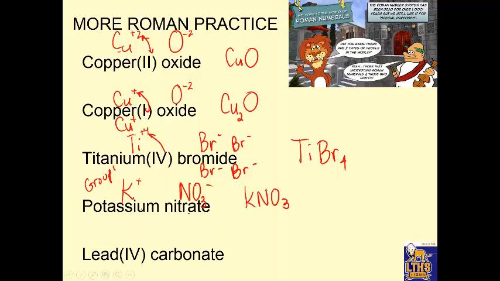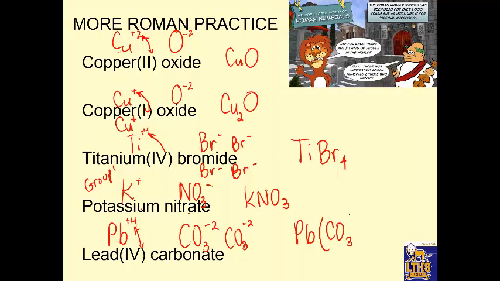Right. Lead 4. What? Pb IV +4. Right. Carbonate. Oh, good. You memorized that one. CO3 -2. Wait a second. This has to equal 0. I'm going to need some more carbonate. Alright. So overall, I need 2 polyatomic carbonate ions to cancel out the charge on lead.